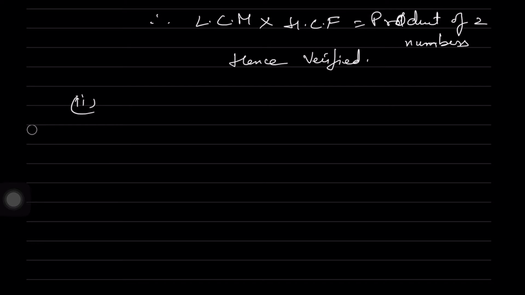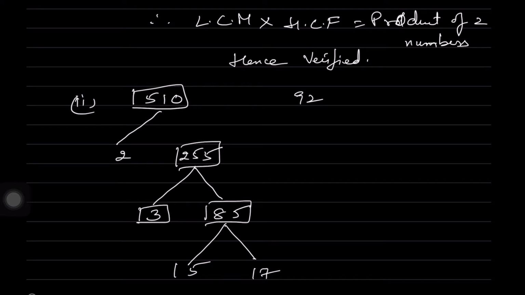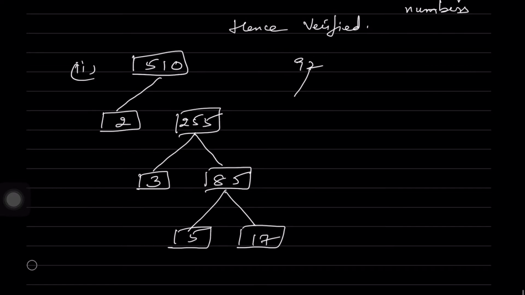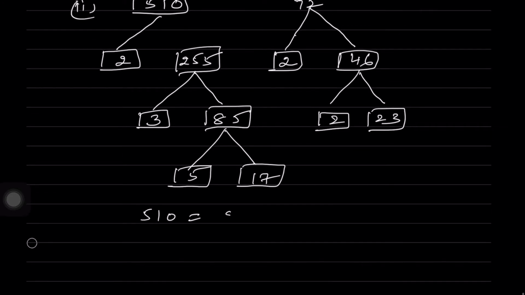Next, the second one is 510 and 92. 510 can be factorized as 2 into 255, and 255 can be written as 3 into 85. 85 can be written as 5 into 17. We are expressing everything as a product of primes. 92 is 2 into 46, and 46 is 2 into 23. 23 is a prime number, so we cannot write it further as a product of primes.